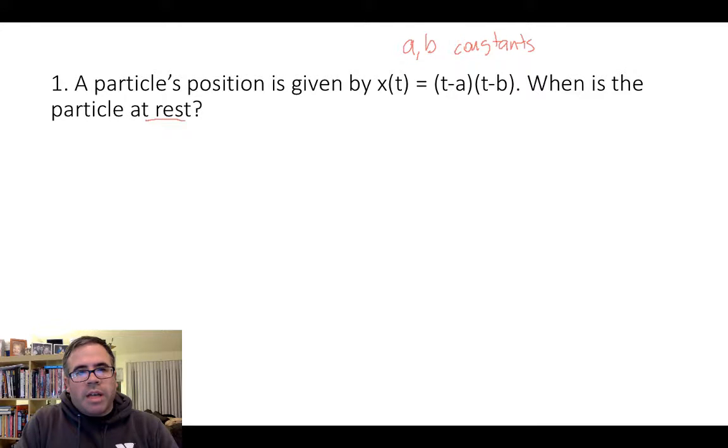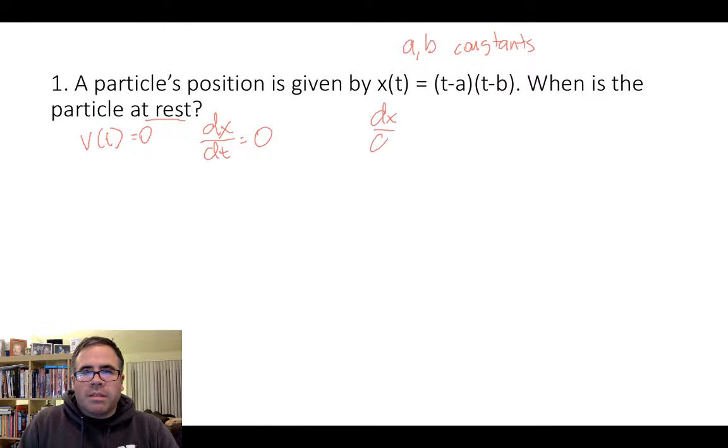Now, at rest, we take to mean the velocity of the particle is equal to 0, which means, since we know that the velocity is the derivative of the position, dx/dt has to be 0. So we look at this and we find dx/dt. dx/dt is equal to, this is a textbook product rule case. We have t minus a multiplied by t minus b.